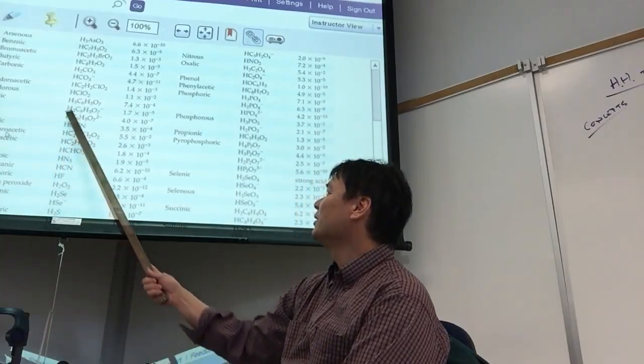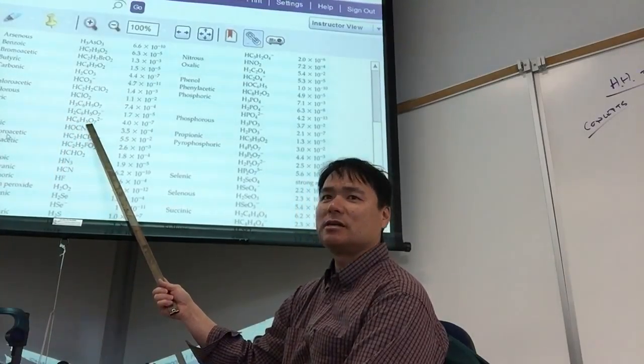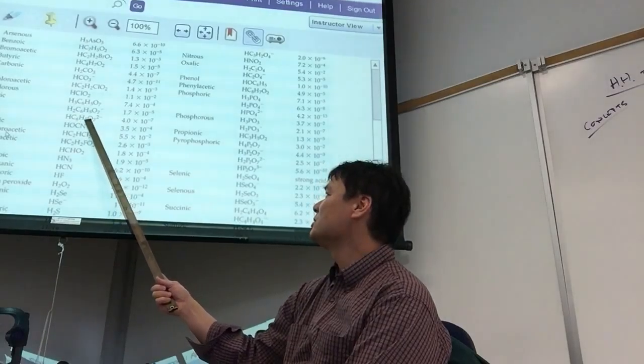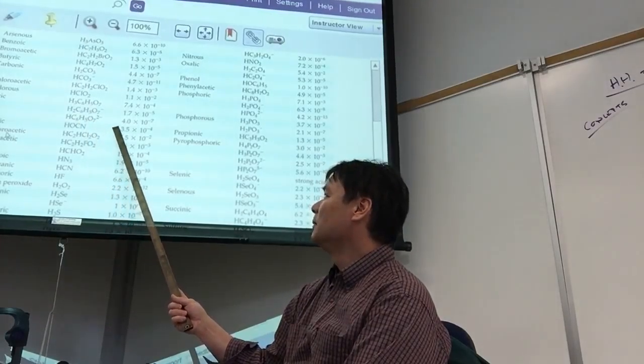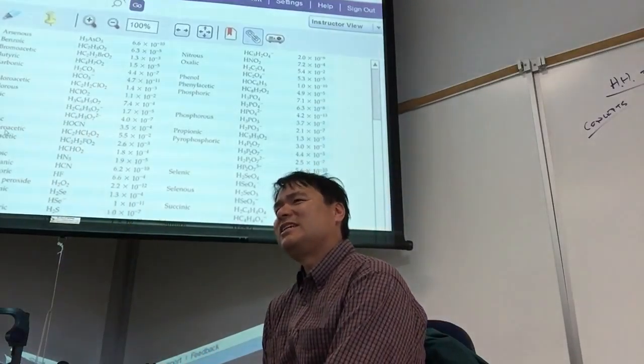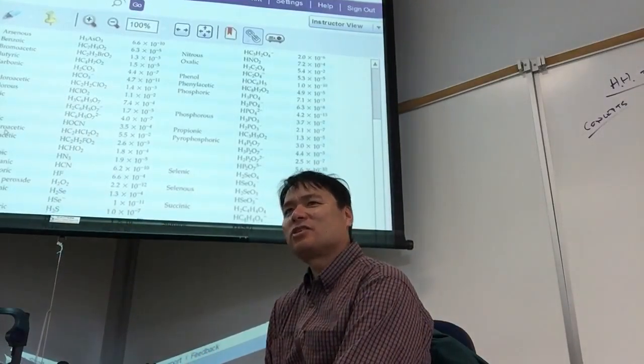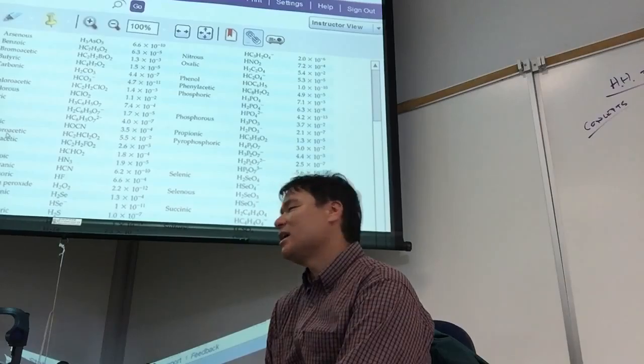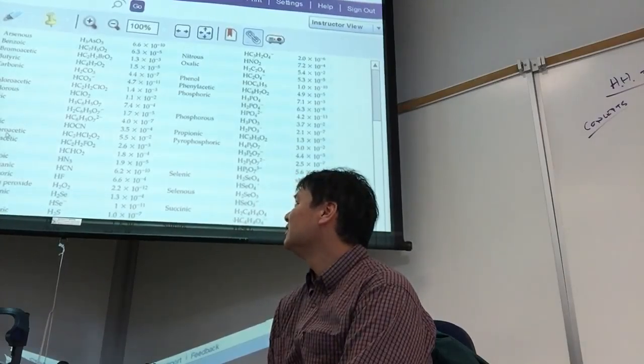Oh, here's another one, this monohydrogen citrate. Monohydrogen citrate with citrate. But there's a problem with this buffer, and that is citric acid. It decomposes. Citric acid is pretty electron rich. It's easily oxidized. Decomposes.